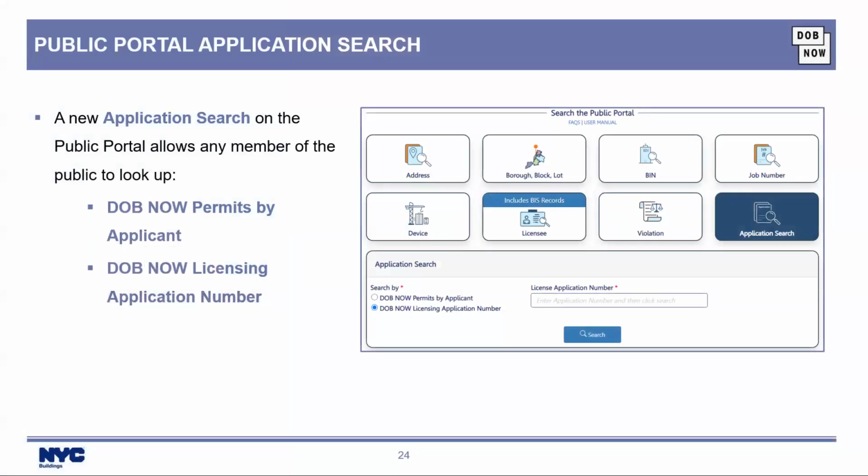The public portal application search is a new feature that you're going to find very useful as you start submitting some of these applications. If you go to the main DOB Now page, you will see that one of the options here is application search. If you click on this, and you do not need to log in for this, this is the public portal. You can then search for DOB Now permits by applicant, or you can search by DOB Now licensing application number. And this will allow you to see the progress of your license request.